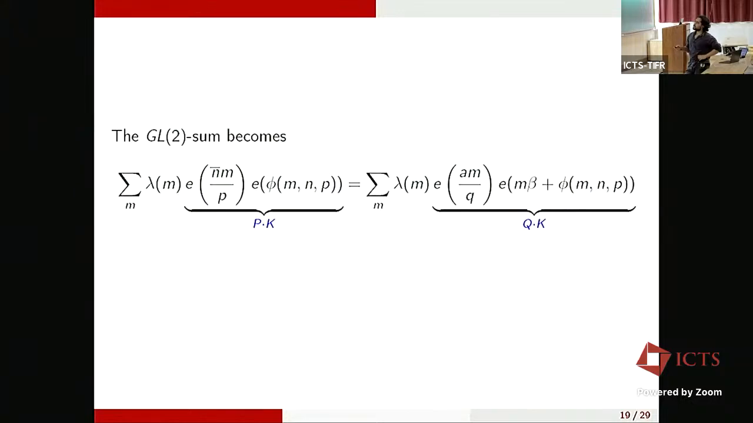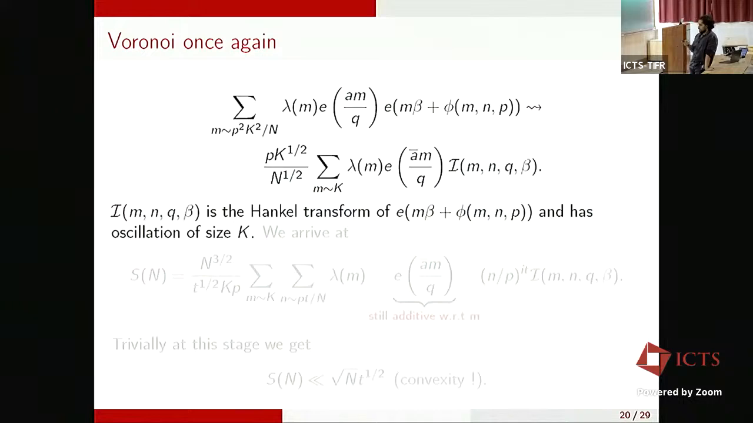So this is another way of looking at your initial sum. We started with a sum of conductor p squared times k squared, and now we have a sum of conductor q squared times k squared, and here q is strictly less than p. Okay, so we have broken the symmetry here, and now we apply Voronoi once more, since we have reduced the conductor as well. It makes sense.